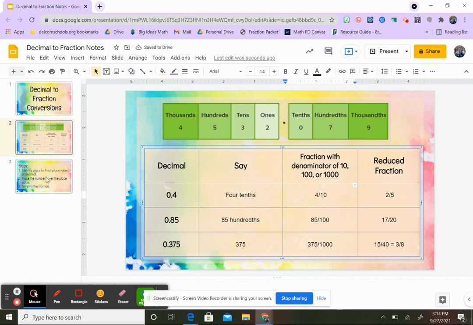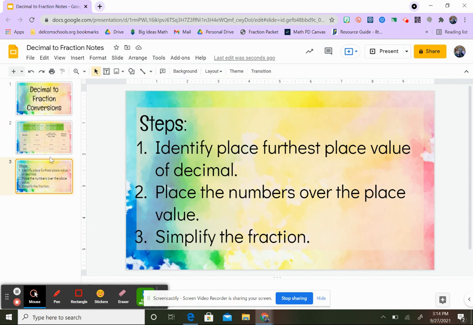I do want you to write down the steps. So identify place value of the decimal, place the numbers over the place value, and then simplify the fraction. So I went over 3, technically 4.